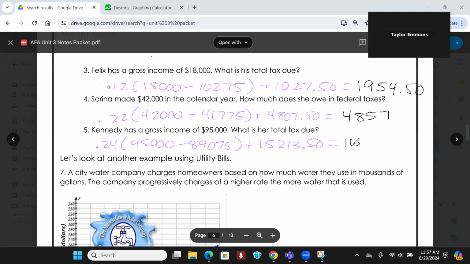And then that last one, I got 16,635.50. Is that right? Okay. We understand what's going on here. Yes. You just use the tax bracket to kind of help you out. And yes, you'll be given one on the quiz tomorrow. There are questions like this.